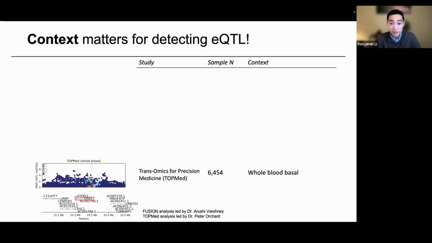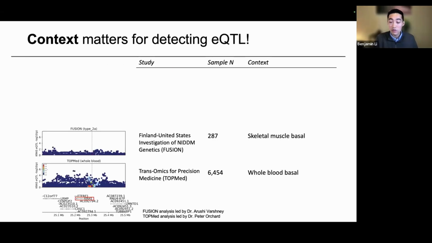I'll show results from a few different studies here. On this track, I'm showing the TOPMed study, a very large study including greater than 6,000 samples, and this was done in whole blood and basal contexts. This analysis was led by Dr. Peter Orchard from our lab. And you can see here for KRAS, there's not really a significant eQTL emerging for this gene when we look in whole blood and basal contexts.